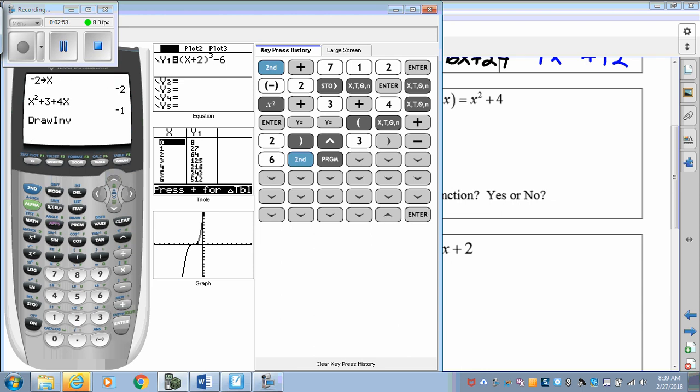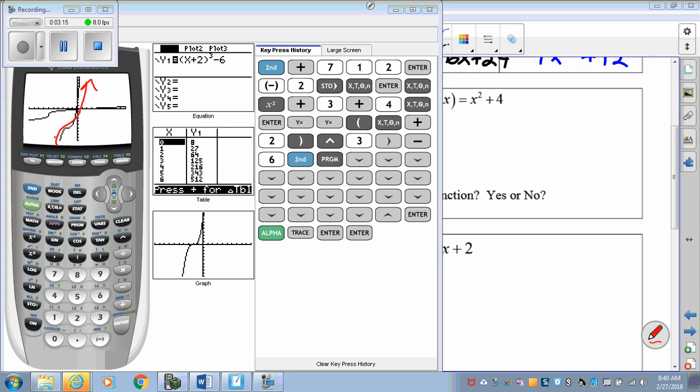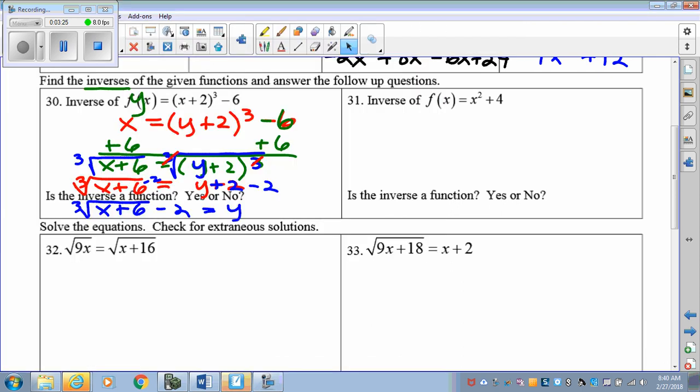So draw the inverse, and I just need to tell it the inverse of what function, so that's alpha trace. Enter. So it's going to draw the inverse of the function stored at y1. All right, so there it is. That's my cubic function, and then there's the cubed root. All right. So remember, a cubic function goes like that, and then the cubic root goes like that. All right, and both of those are functions. They both pass the vertical line test. So my answer there would be yes, the inverse is a function.